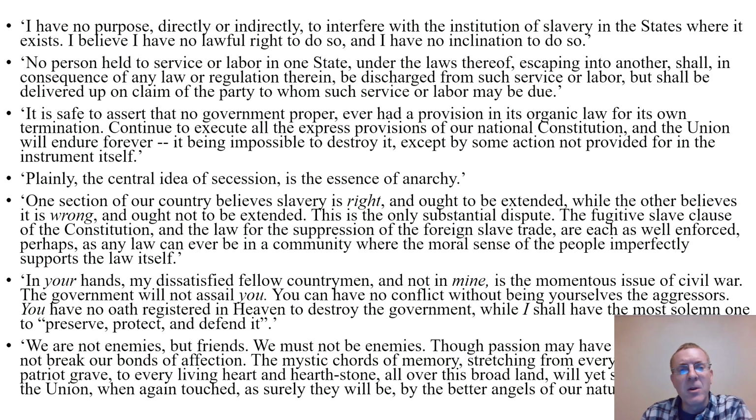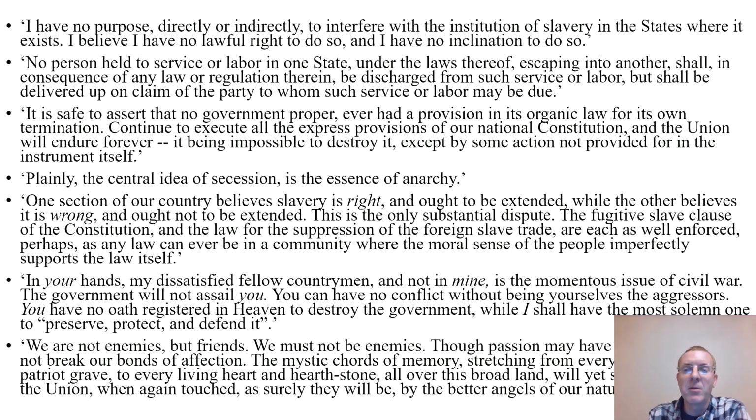All right, and the last one. "We are not enemies, but friends. We must not be enemies. Though passion may have strained, it must not break our bonds of affection. The mystic cords of memory, stretching from every battlefield and patriot grave to every living heart and hearthstone, all over this broad land, will yet swell the chorus of the Union, when again touched, as surely they will be, by the better angels of our nature."